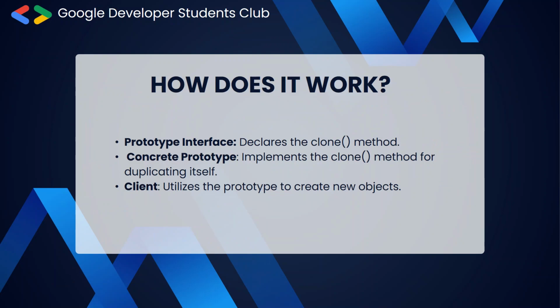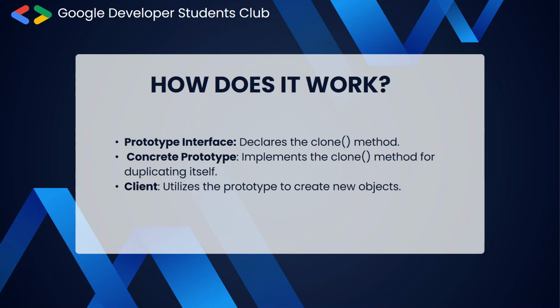Of course, it has three options to use the prototyping pattern in your implementation. The first one is the prototype interface. Of course, it declares the clone method to interface your object. It means to create from existing ones. And the concrete prototype is also implementing the clone method for duplicating itself, for duplicating new objects to create.